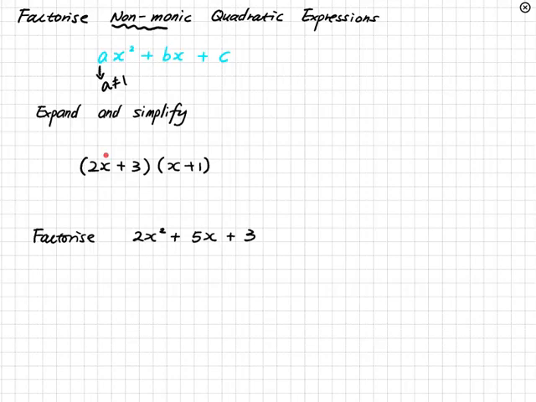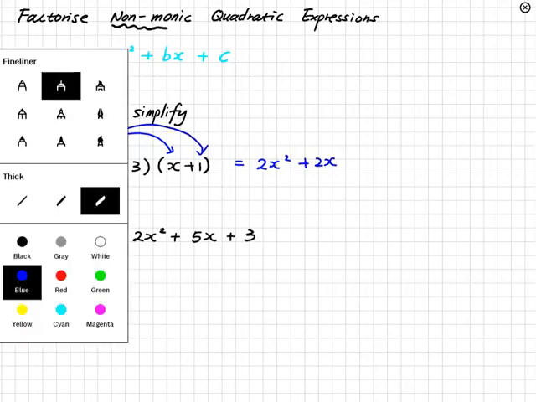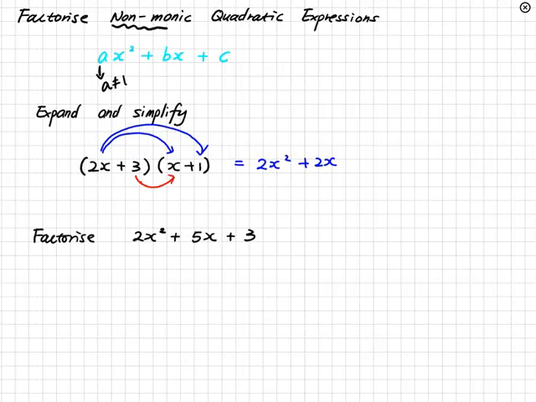We know that you can use the FOIL method. So 2x times x gives me 2x squared, and 2x times 1 gives me 2x. I finished with the first term. Now I'm going to use the second term in the first bracket. So I have 3 times x, which is 3x, and 3 times 1 is 3. So therefore, the final answer is 2x squared plus 5x, because these two are the like terms, plus 3.